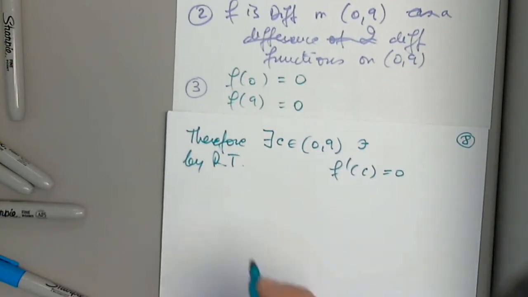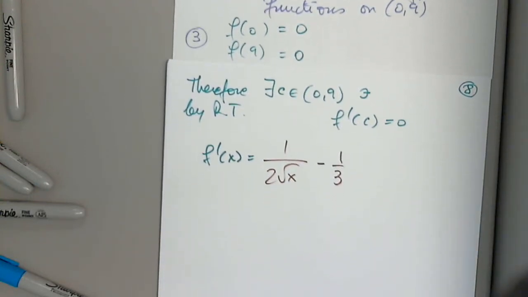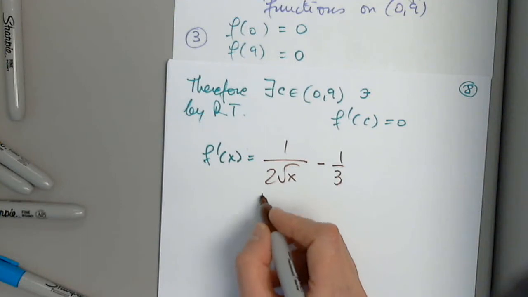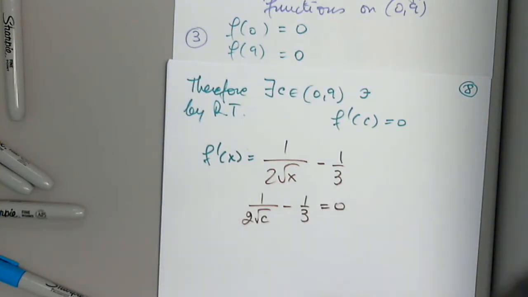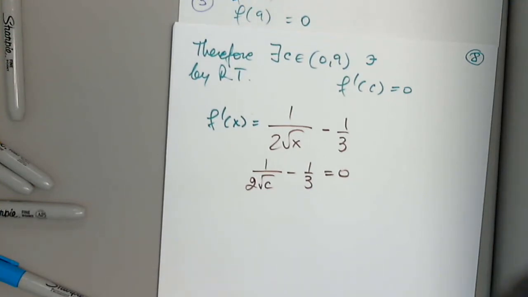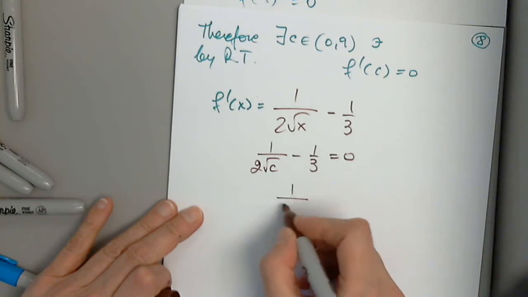Now let's find f prime of x first. Can anyone give us f prime of x? 1 over 2 square root of x. Excellent. Minus 1/3. Very good. Great job. So now we want f prime of c: 1 over 2 the square root of c minus 1/3 equals 0. And we are solving this equation for c. Good. So let's move 1/3 to the other side.